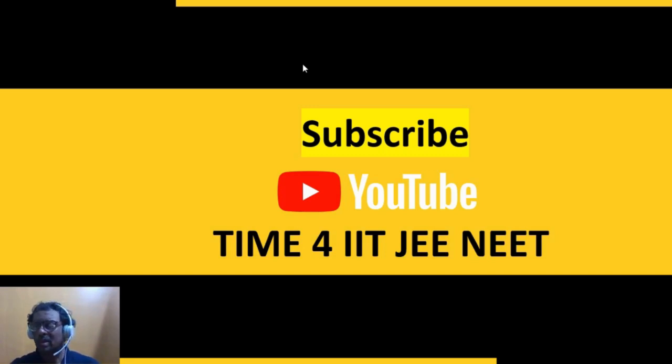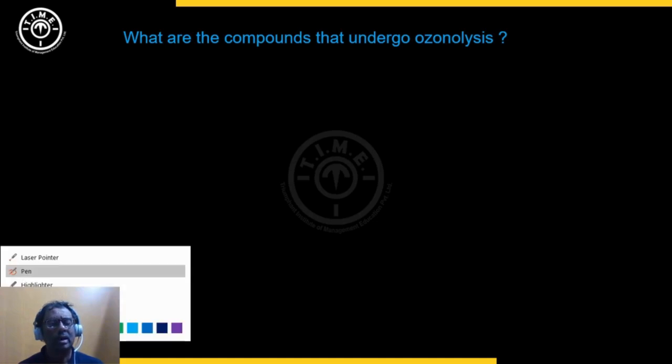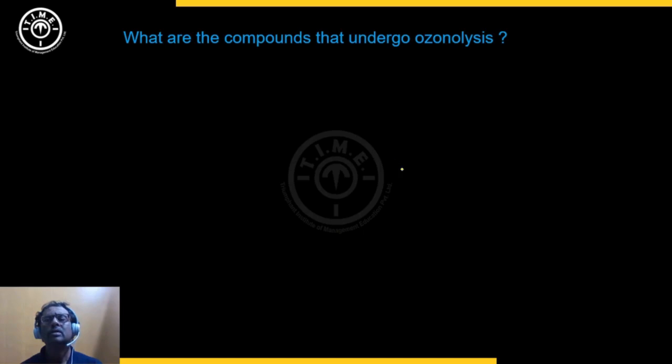So in this session, we're going to take up what all things we had started with in the previous session. What are the compounds that undergo ozonolysis? We had already talked about this. Now there we mentioned that for ozonolysis, we require a multiple bond between carbon and carbon. It could be a C double bond C or a C triple bond C. So alkenes or alkynes can undergo ozonolysis.